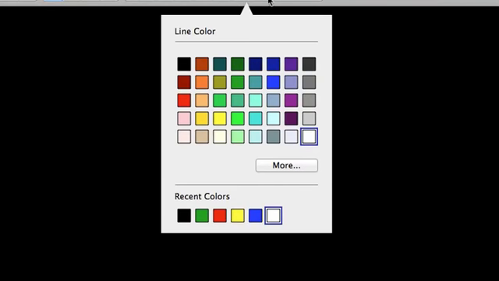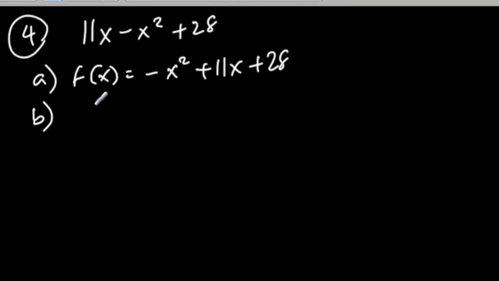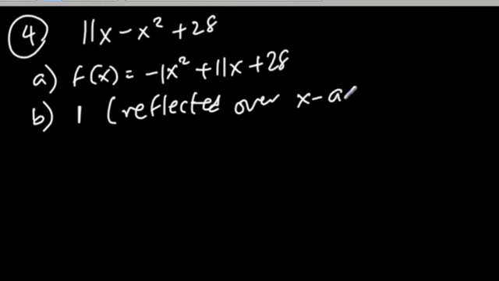Let's do number 4. The original one was 11x minus x squared plus 28. So A said to rearrange it, so f of x is equal to negative x squared plus 11x plus 28. B says find, okay, so the vertical stretch here is actually 1. Remember, it's not negative 1. The negative deals with the reflection. So the vertical stretch is 1, but you should state reflected over the x-axis. Okay?